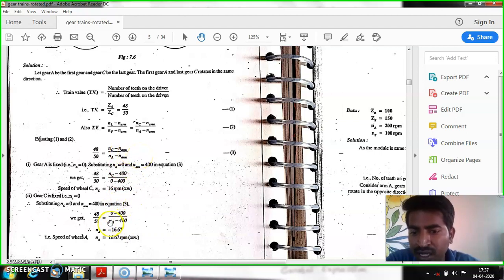Okay. Now just multiply this minus 400 to this side and simplify, you will get NA equal to minus 16.67 rpm. So here the negative sign indicates that gear A is rotating in the anti-clockwise direction. Okay, so NA is equal to 16.67 rpm counterclockwise. Okay, let us see the next question in the next video.